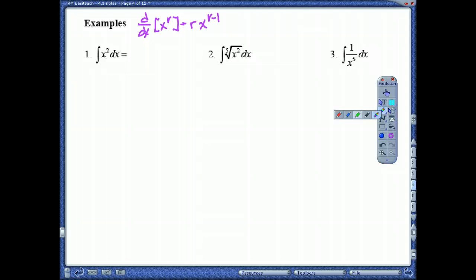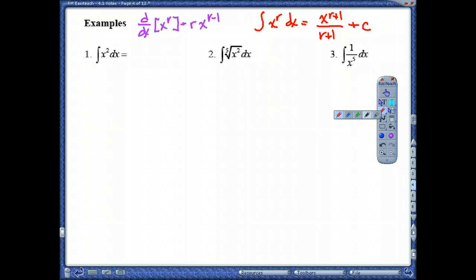Now we're going to be integrating or anti-differentiating, and they're going to give us x to the r, so it's a power rule. We're going to add 1 to the exponent, divide by that same value, always plus c. That plus that constant, we don't know what it is.